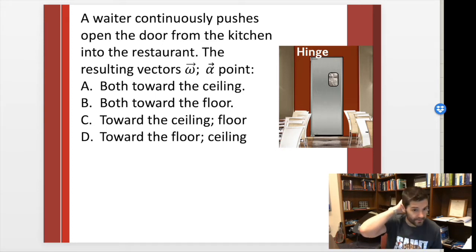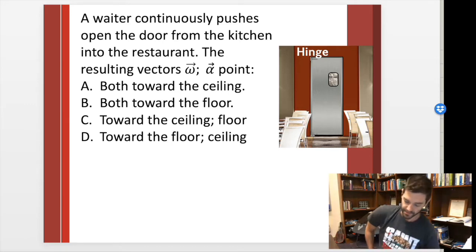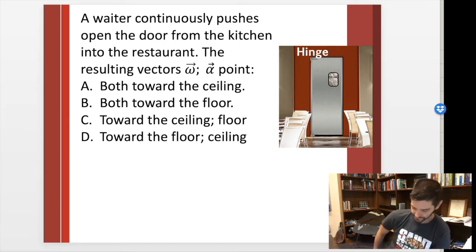A waiter continuously pushes open the door from the kitchen into the restaurant. The resulting vectors, alpha and omega, point in which directions? And I suppose we have not yet done torque, so the interpretation of "continuously pushes" means that the door should be accelerating open, rotating faster and faster.